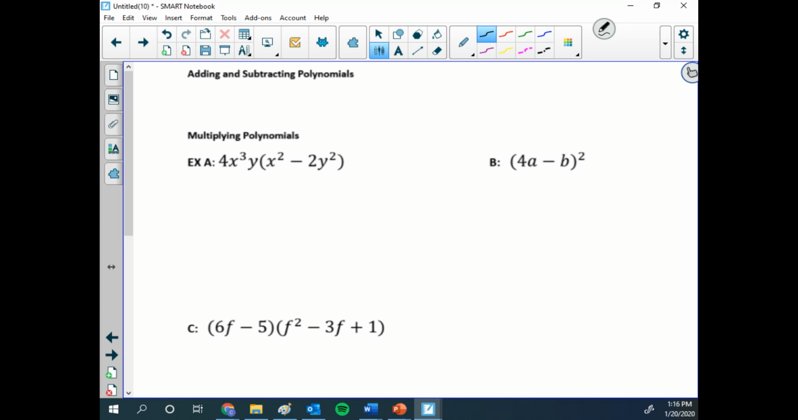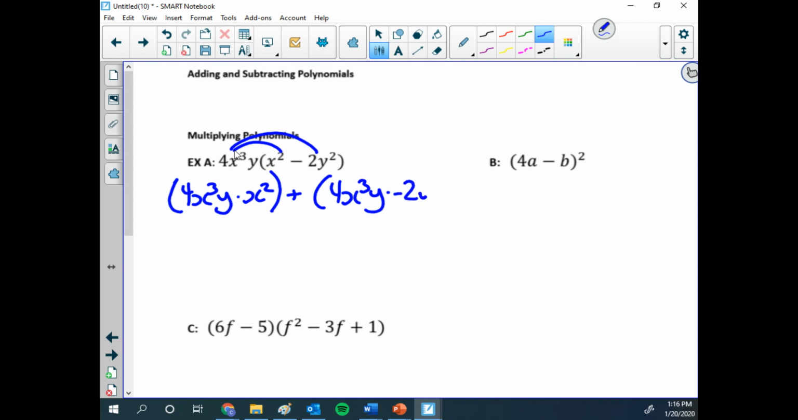If they're asking me to multiply this out or simplify, what you have to do here is take whatever is in front and multiply it to each term on the inside. So I'm taking 4x cubed y and multiplying it by x squared. This is a combination of multiplying polynomials and exponent laws. Just for the sake of what's happening, 4x cubed y times x squared, and then 4x cubed y is being multiplied by negative 2y squared. I would never really write that out. I would just look at it and start multiplying.